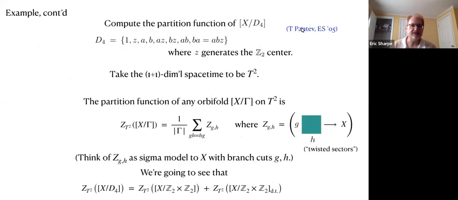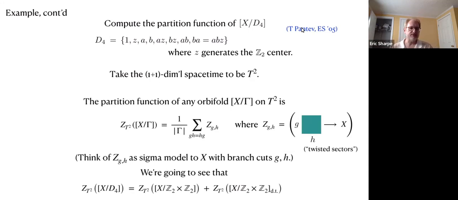So to do that, I need to say a little bit more about the dihedral group. I'm going to describe the dihedral group as generated by the center Z and then two other elements, A and B. And then all the other elements here are products of Z, A, and B. So there's an AZ, there's a BZ, there's an AB, and then there's a BA, which is just almost AB up to an element in the center.